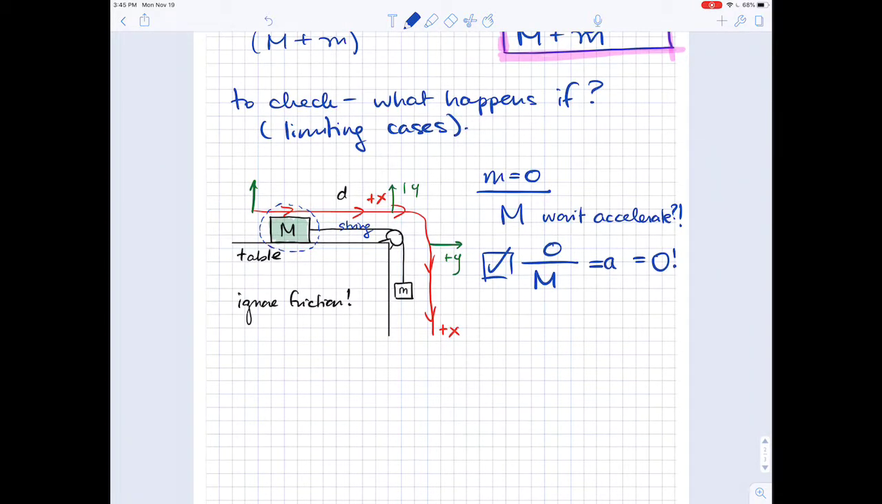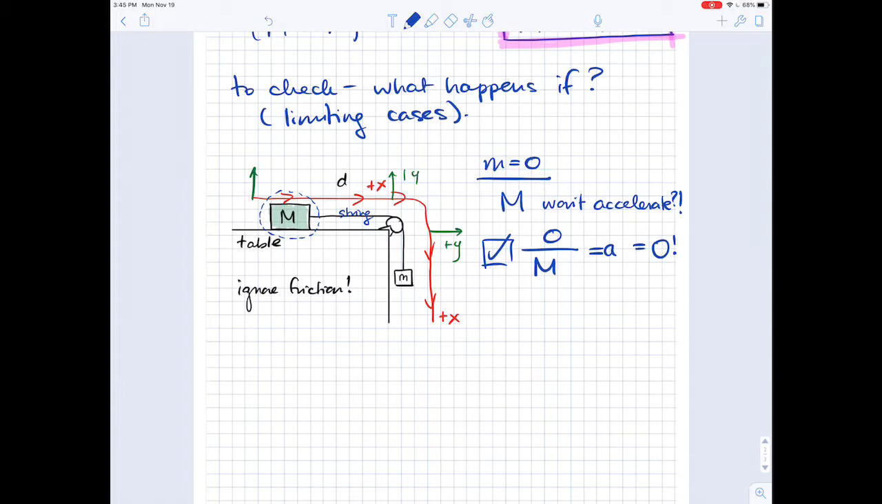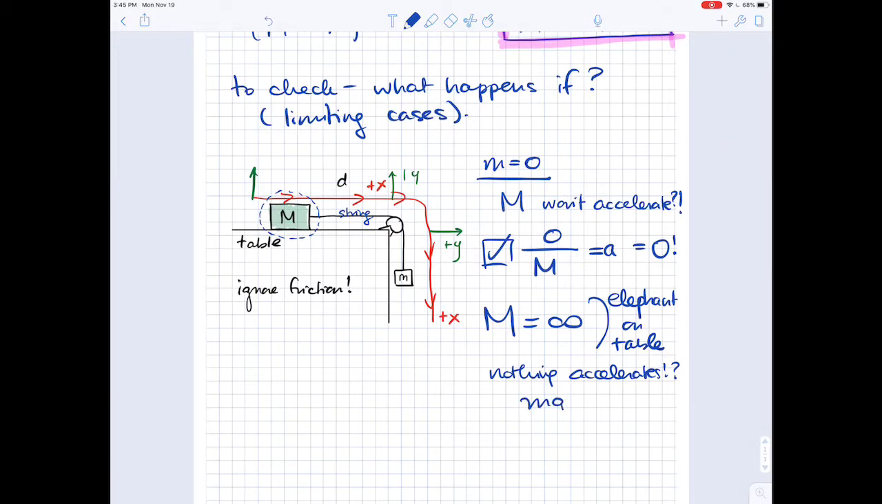Okay, that makes sense. What if the table mass were really huge? So now we're talking like giant elephant on the table compared to a little tiny hanging mass. We probably think that nothing accelerates, right? So let's check that out. We'd have mg, so the numerator stays the same, but you have basically infinity plus m in the denominator. Something divided by infinity is basically 0, so this would tell us the acceleration would be 0, and that makes sense.